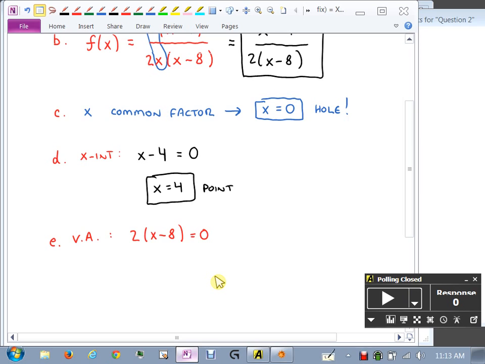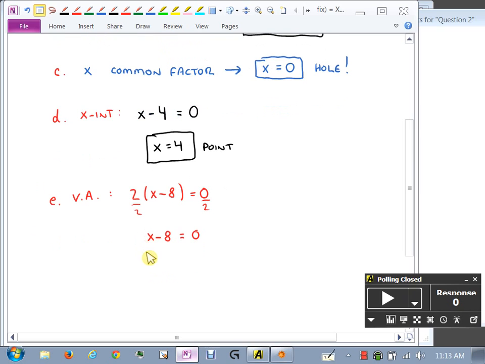And this sometimes confuses students, all right? This 2 out front, they don't know what to do with it. So they say, oh, I have a vertical asymptote at 2. But in fact, when you have just a number by itself, what you can imagine doing is dividing both sides by 2. If I divide both sides by 2, I'll get x minus 8 equals what? 0. And so really that 2 plays no part in the vertical asymptote at all. Now, if it was 2x, that would be different, because then you'd have to set 2x equal to 0. But since there's no x, we don't really consider it. And then solve for x here, you get x is 8.